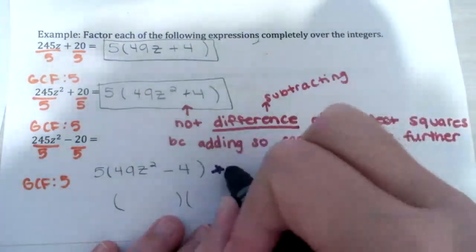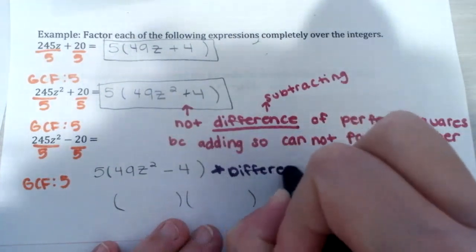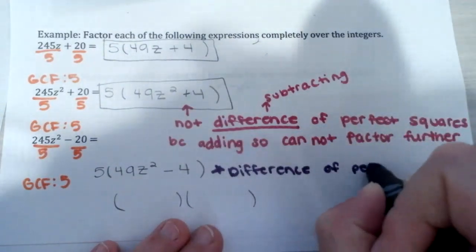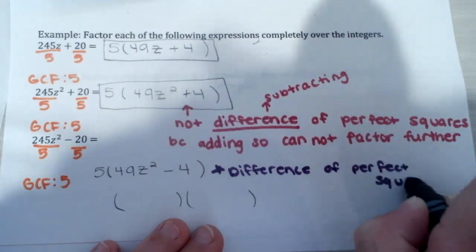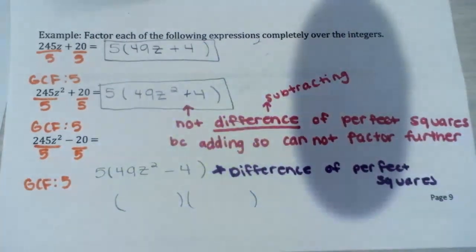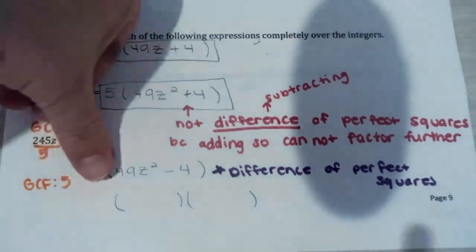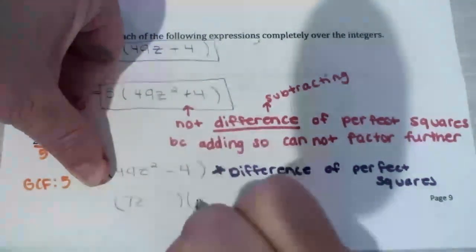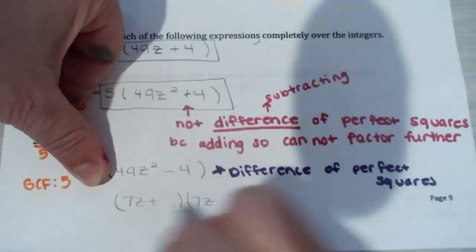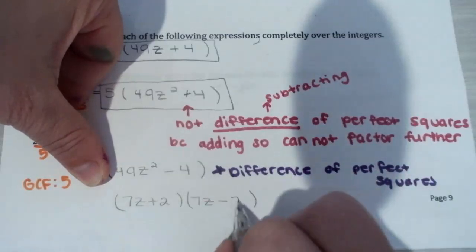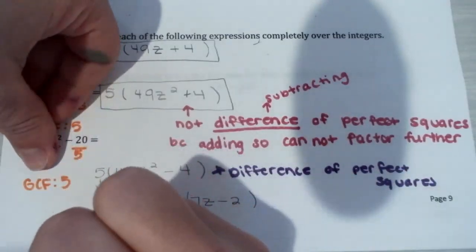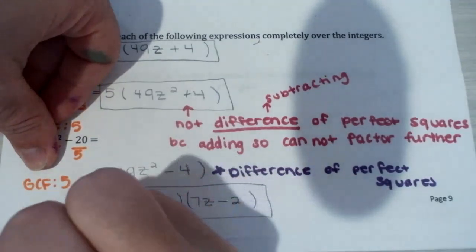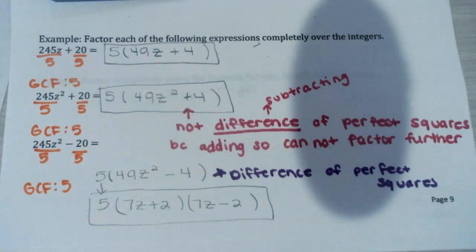So now this is a difference of perfect squares. We are subtracting two perfect squares. Now that 5 is our GCF, that's already done. That's already out front. 49z squared is a perfect square. It's 7z times 7z. Different, so one's positive, one's negative, and 4 is 2 times 2. Don't forget to bring down that GCF of 5, and that's our final answer. 5 times 7z plus 2 times 7z minus 2. So this negative makes it where these signs are opposite, and then that middle term would cancel out.